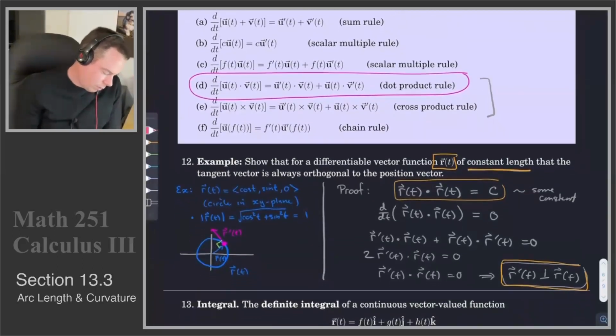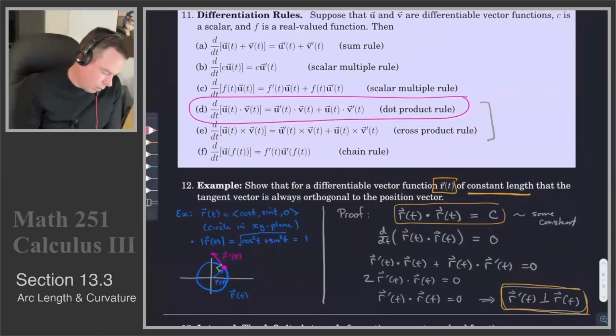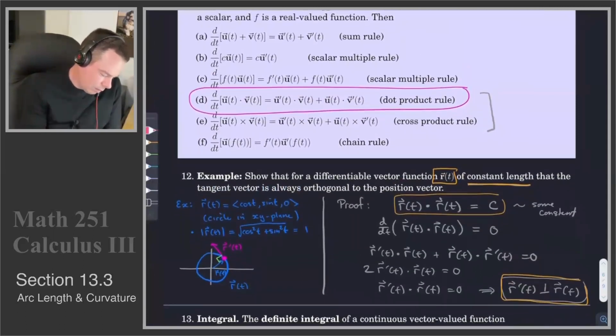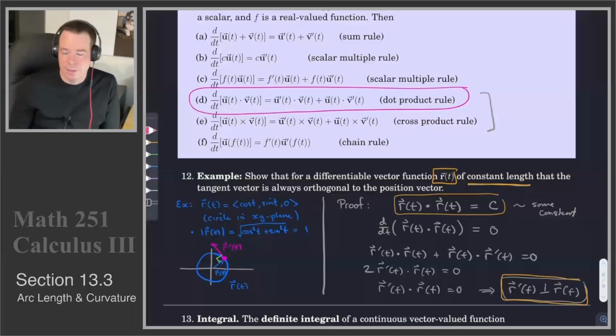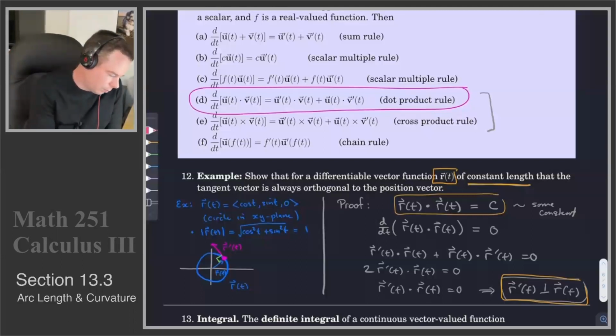Underneath all of our properties of differentiation rules, we had this result that said, for a differentiable vector function r of t that has constant length, so the magnitude of r of t is constant, then the tangent vector is always orthogonal to the position vector. So that means that its derivative is orthogonal to itself. So if I have a vector function of constant length, its derivative is orthogonal to itself.